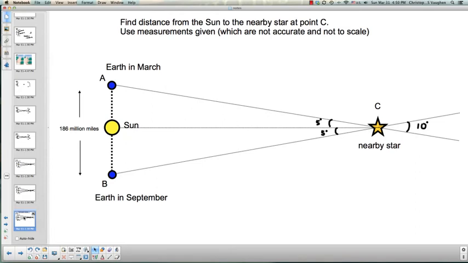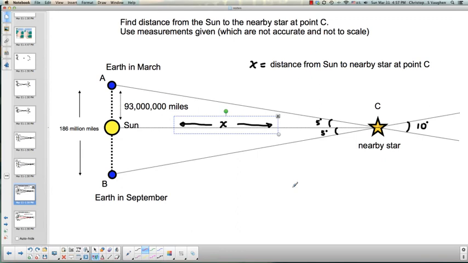So find the distance from the Sun to the nearby star at the point C, and let's use the measurements that are given here, which aren't really accurate and they're not to scale at all, and see what we come up with. So if you wait exactly 6 months, then these two angles will be the same here, and then we can create this isosceles triangle. We can take that 10 degrees and just split it up into two angles of 5 degrees each. And with that calculation now, I'll say this distance x is the distance I want to find.